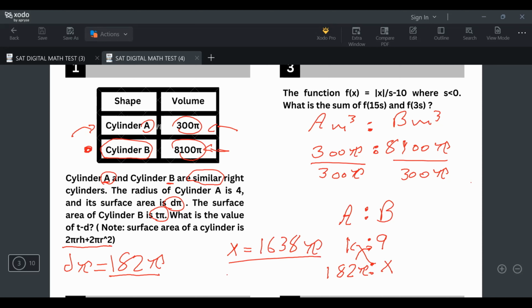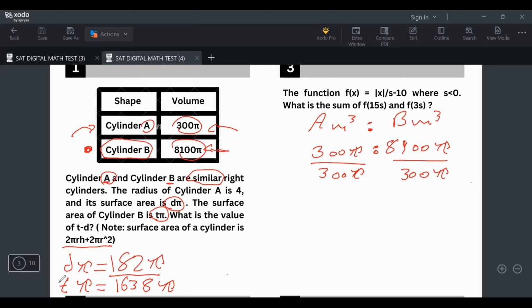So we can say that t pi is equal to 1638 pi. So the last step here is finding the difference between t and d. And we can do that by subtracting t minus d. So the value of t is equal to 1638. Okay, we can cross out pi on both sides. The same with these, the value is equal to 182. So the final answer will be equal to 1,456. And that will be the answer for this question.